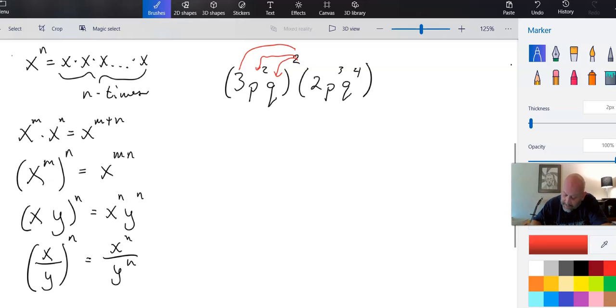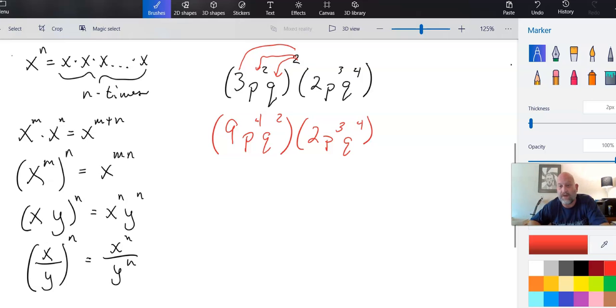So 3 squared is 9. P squared squared, now it's a power to a power, so I'm multiplying. So that's p to the fourth. And then q to the second power is q squared. Okay, and then over here we still have 2p to the third q to the fourth. Now, once we have it here, right, we don't have any extra exponents to take care of on the outside. We just need to multiply these two expressions.